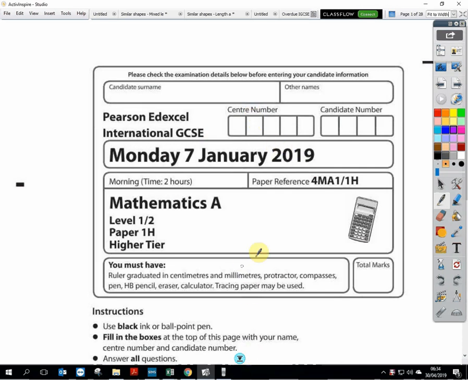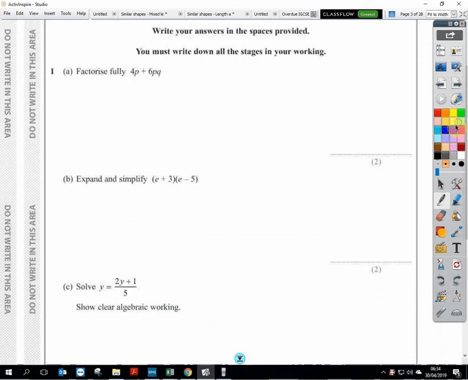Monday, 7th of January 2019, paper 1H solutions. Okay, first question is factorizing.